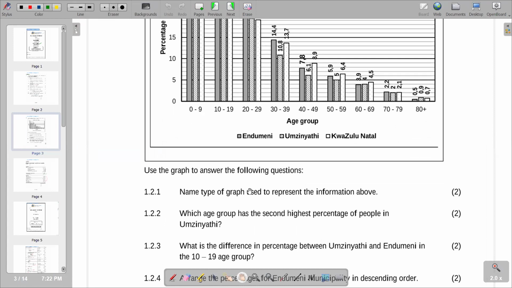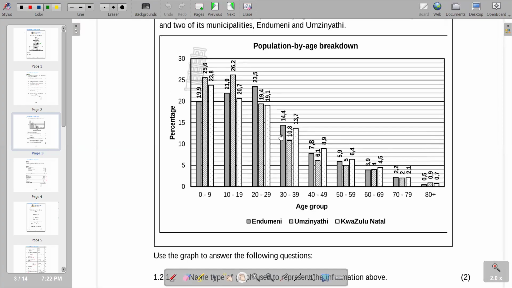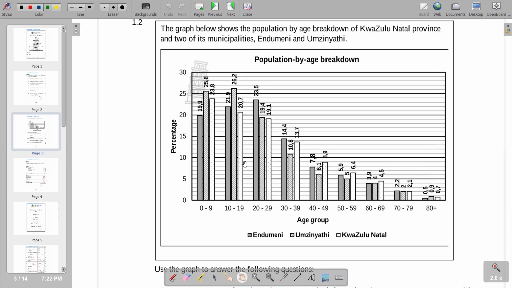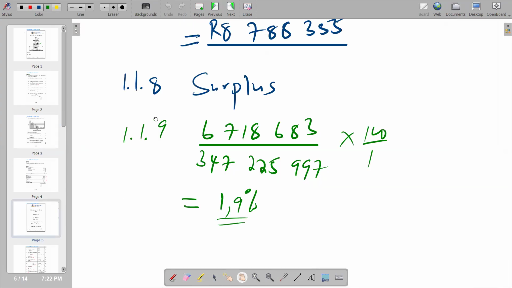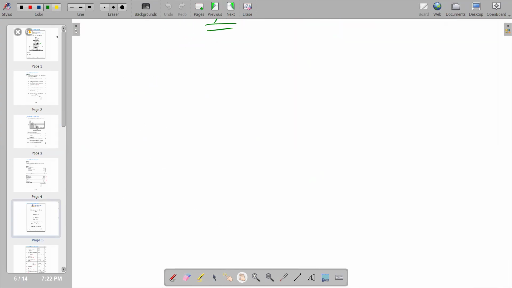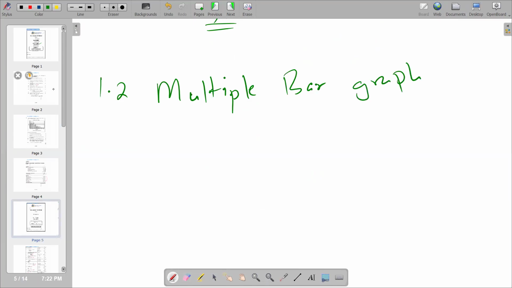1.2.1, name the type of graph used to represent the information above. So the question is just to identify which type of graph is presented here. So you see that this graph is a multiple bar graph. So we can just present it in the answer section as our 1.2.1. And we are saying it's a multiple bar graph. So basically, that's what we have on 1.2.1.